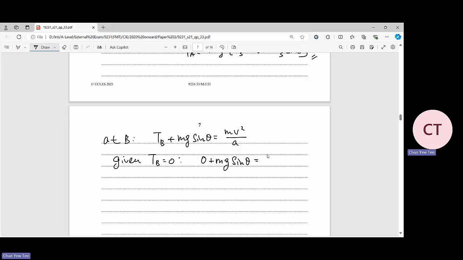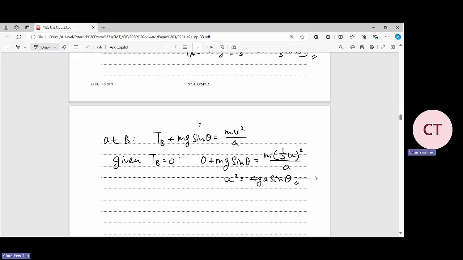So 0 equals to the mg sin theta, which is equal to mv squared over A. V squared is actually a half u squared. So you get u squared is equal to 4 GA sin theta. Okay, that will be my equation number 3.